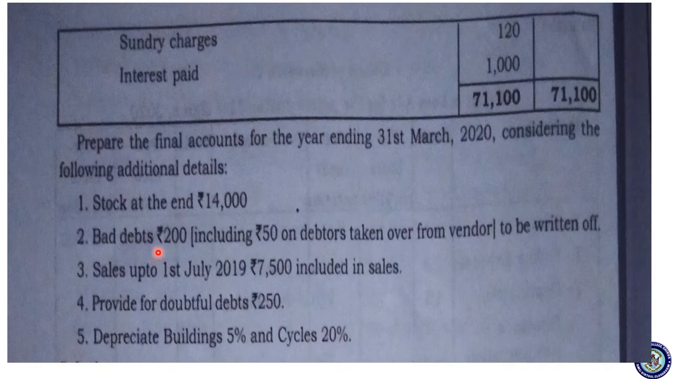Bad debts: once in the balance sheet you have to deduct from debtors. The second treatment is in the P&L account, debit side. On what ratio? Time ratio. You have to apportion the bad debts on time ratio.